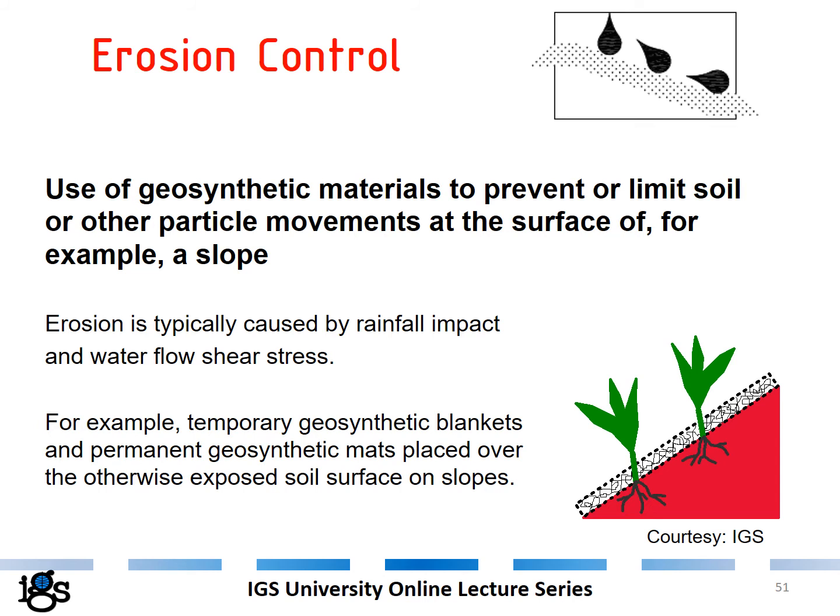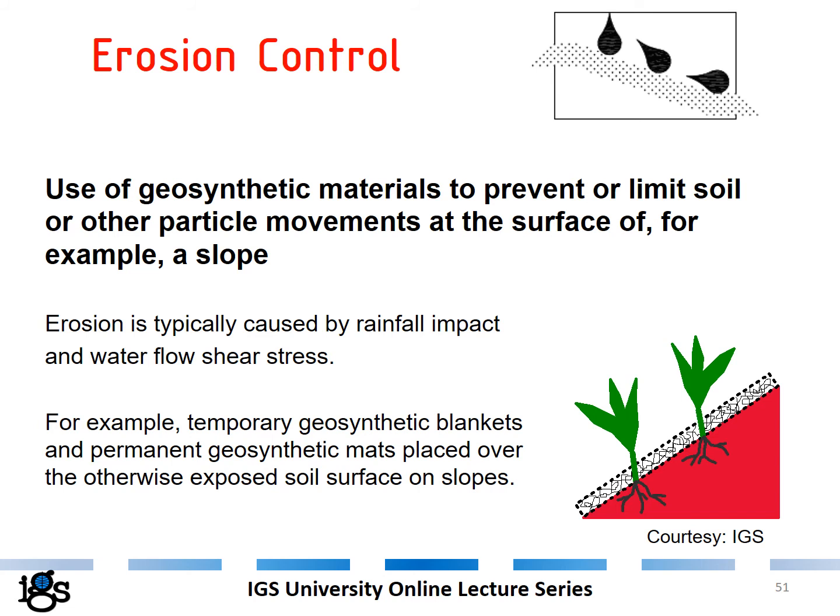Another function which geosynthetics serve is the erosion control function. And this function is becoming more and more important, especially because of climate change, because we know that due to climate change, the intensity of rain has increased, and hence the amount of erosion has increased significantly. The definition of erosion control is the use of geosynthetic materials to prevent or limit soil or other particle movements at the surface of, for example, a slope.